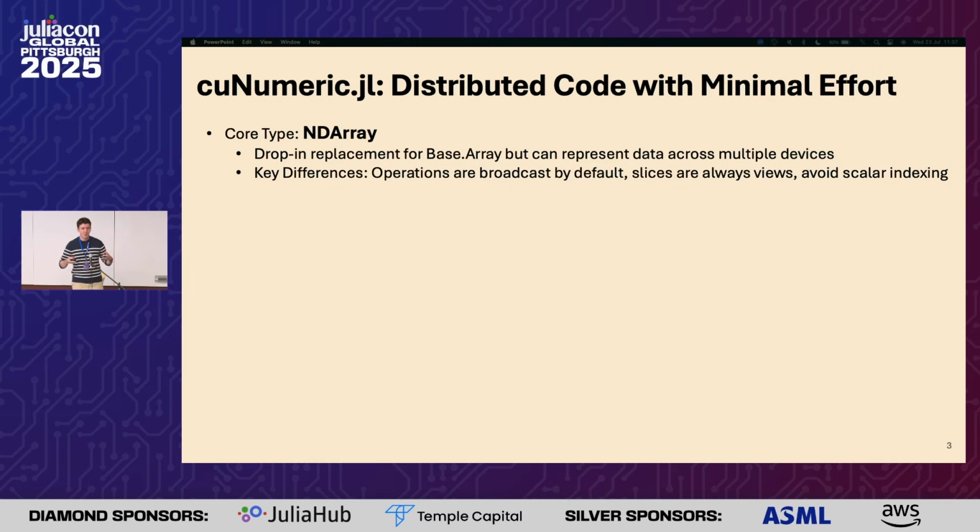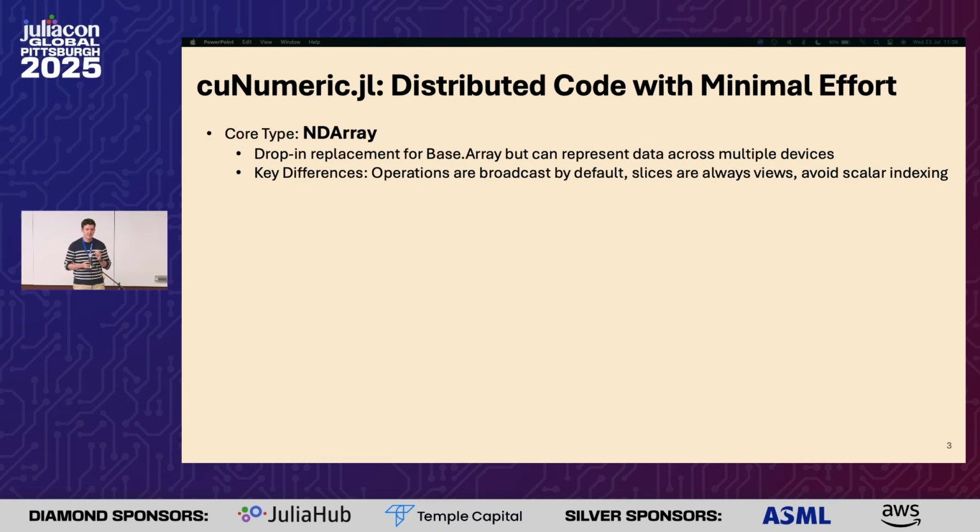The core type that is enabling all of this magic is called the ND array. This is very similar to a Julia array. We are attempting to implement it so that it is just a drop-in replacement for a Julia array, except that it can represent data across multiple devices.